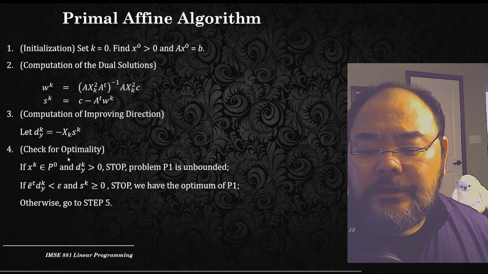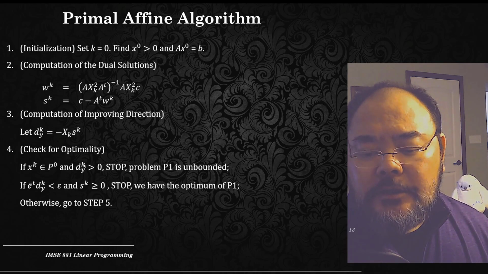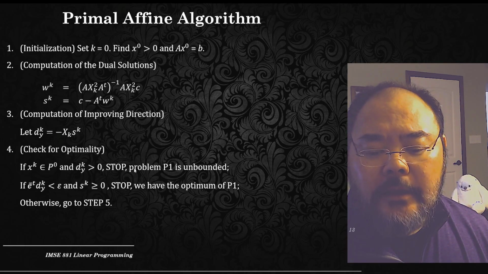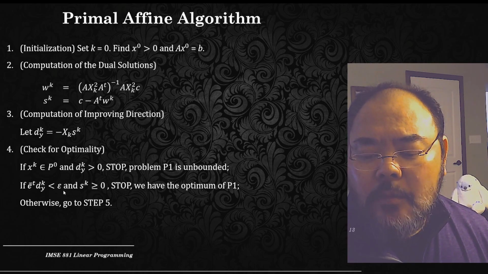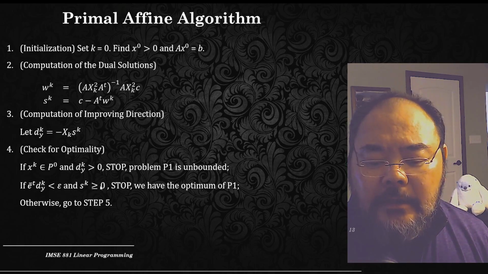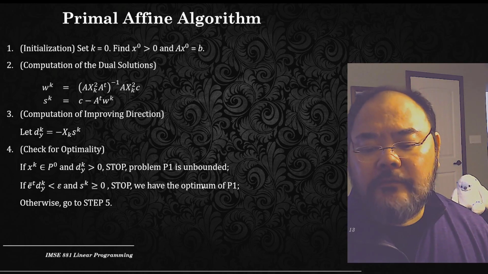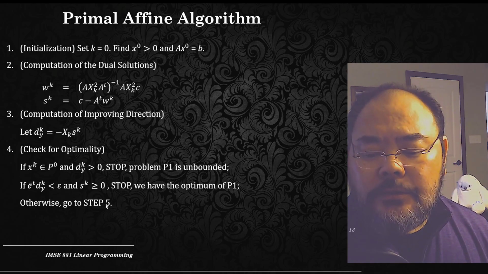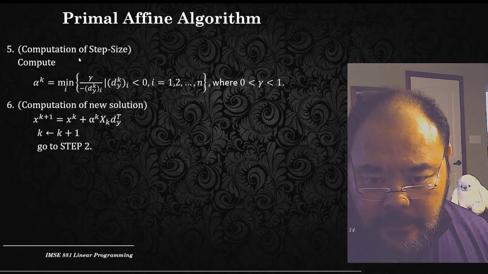Step number 4 is checking the optimality condition. If the current solution is in the relative interior of the feasible region and dyk is strictly positive, then stop. The problem is unbounded. If the sum, e transpose times dyk, is less than a small epsilon, which is the convergence tolerance, and sk is all non-negative, then we stop. We have the optimal solution on hand, at least close enough to optimal. Otherwise, we go to step 5. Let's look at step 5 in the next slide.